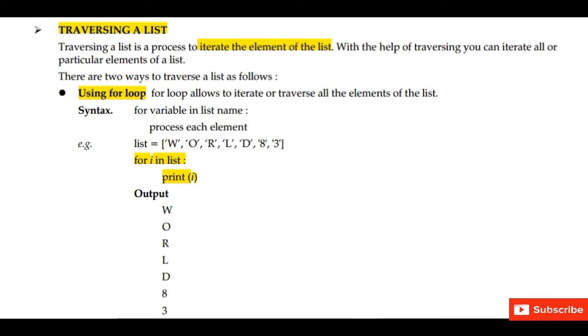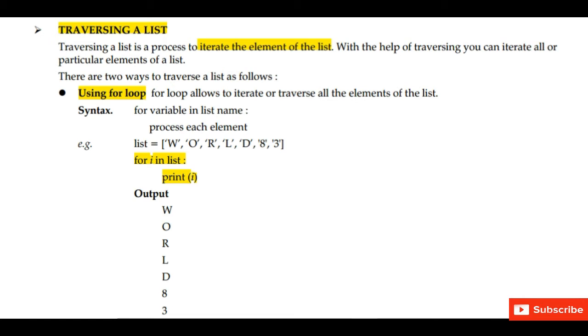So first way is using the for loop. For loop allows to iterate or traverse all the elements of the list: for i in list, and then we will print the value of i. i is any variable. So we have taken a list containing elements W, O, R, L, D, comma 8, comma 3. So in the output we will get W, O, R, L, D, 8, 3. I hope you understood this.